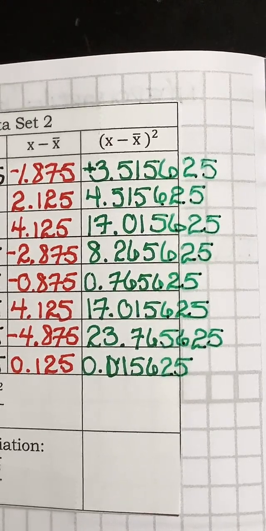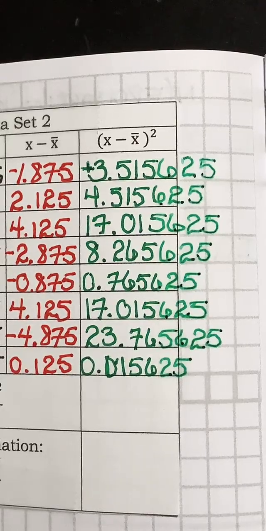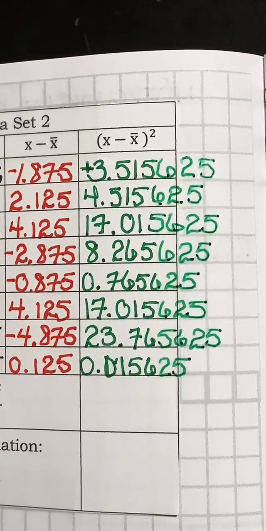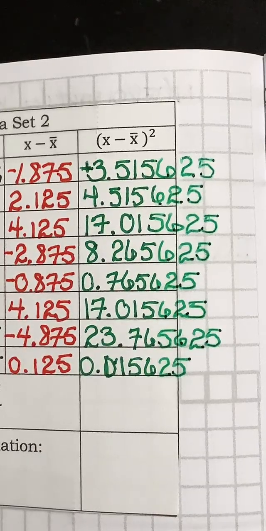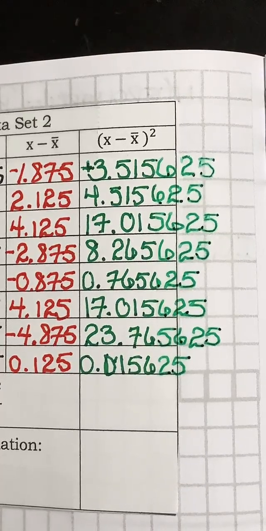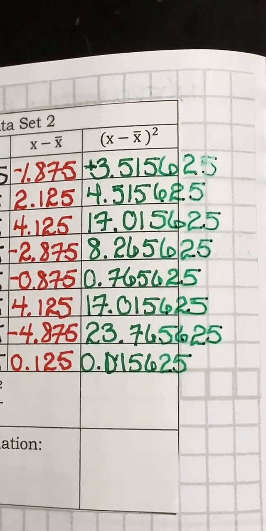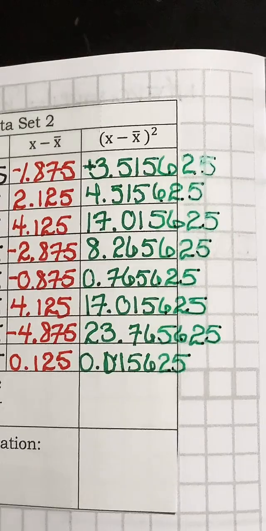265625.765625. So 17.015625. 23.765625. 0.015625. And we're going to divide that by 8. We are working on standard deviations manually.